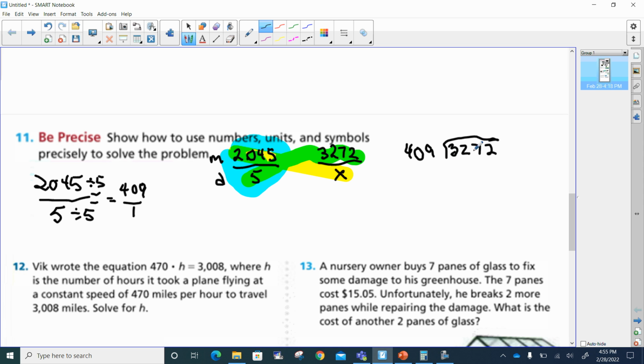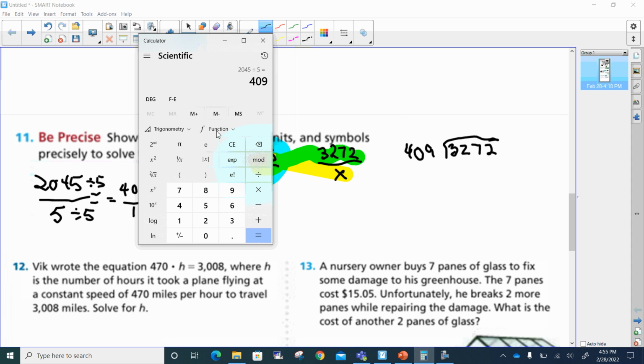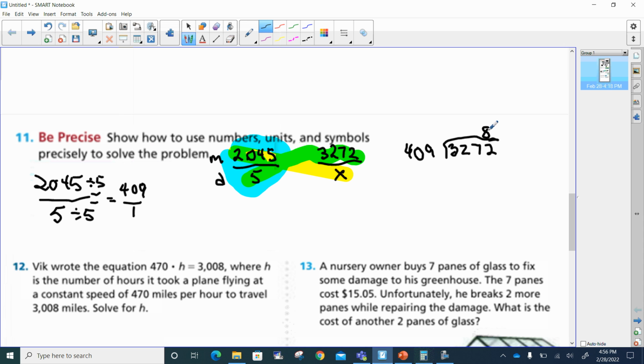All right, I'm going to take the shortcut here and use our calculator. We take 3,272 and divide it by 409. That tells us it will take exactly 8 days. All right? So that makes sense.